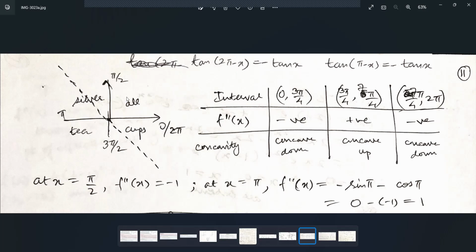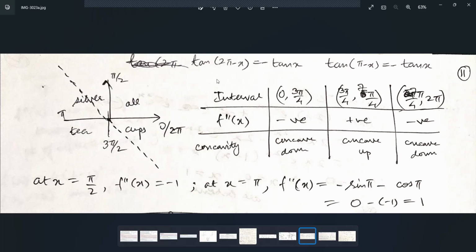We have the 4 quadrants. We can write it as silver teacups. Here all functions are positive, here only the sine function is positive, here only the tangent function is positive, and here only the cosine function is positive.